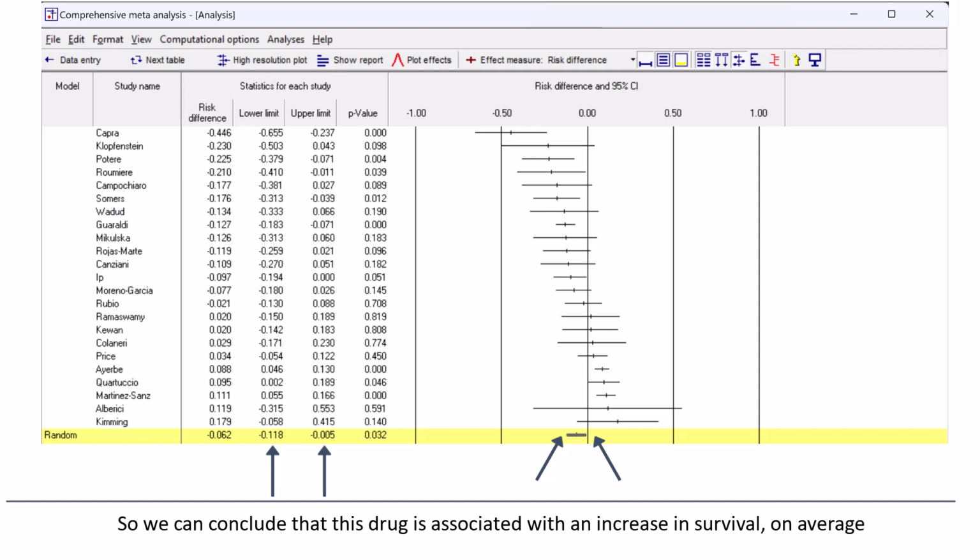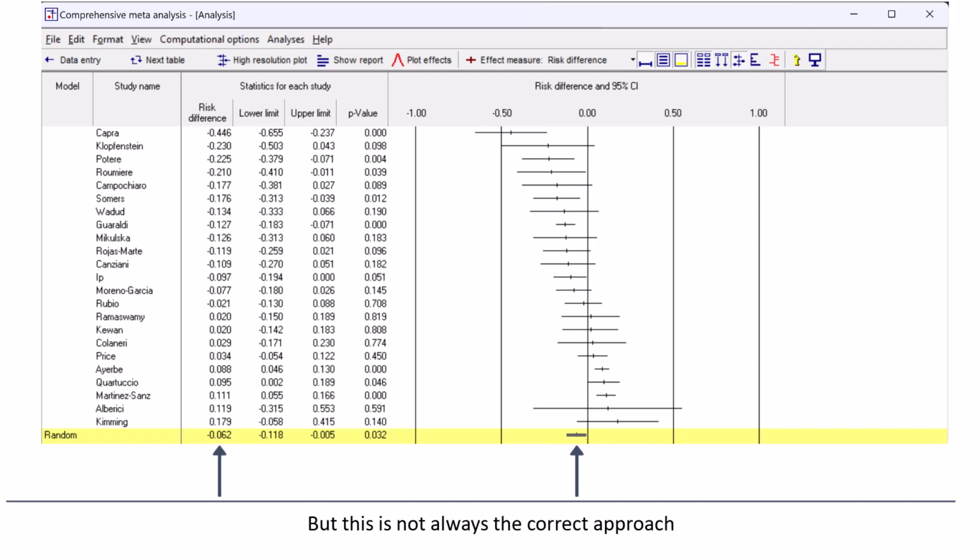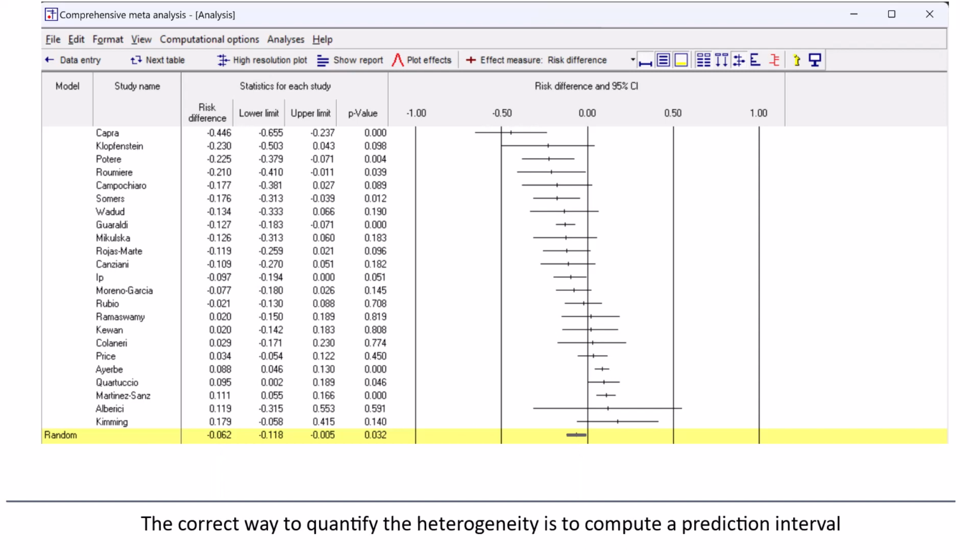Most meta-analyses focus on the mean effect size and its confidence interval, but this is not always the correct approach. That depends on how widely the effect size varies. If the true effect size is essentially the same in all studies, then indeed it would make sense to focus on the mean effect. However, if the true effect size varies substantially across studies, we need to focus also on the heterogeneity effects. The correct way to quantify the heterogeneity is to compute a prediction interval.